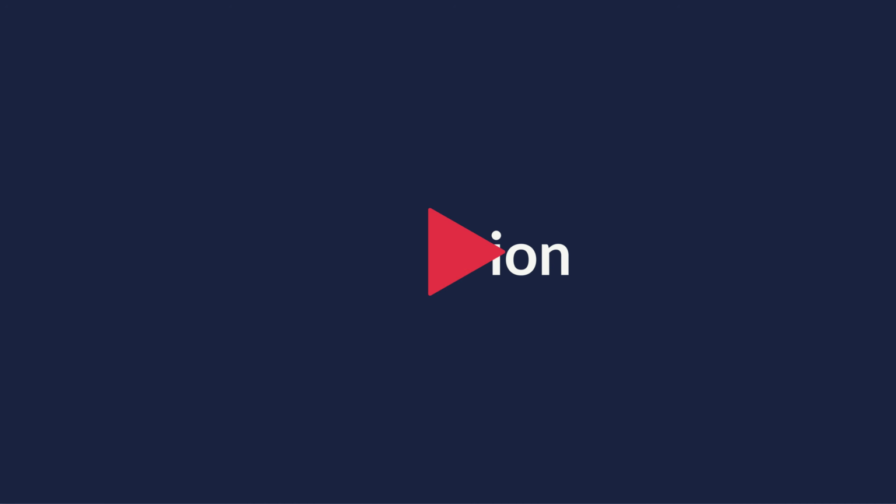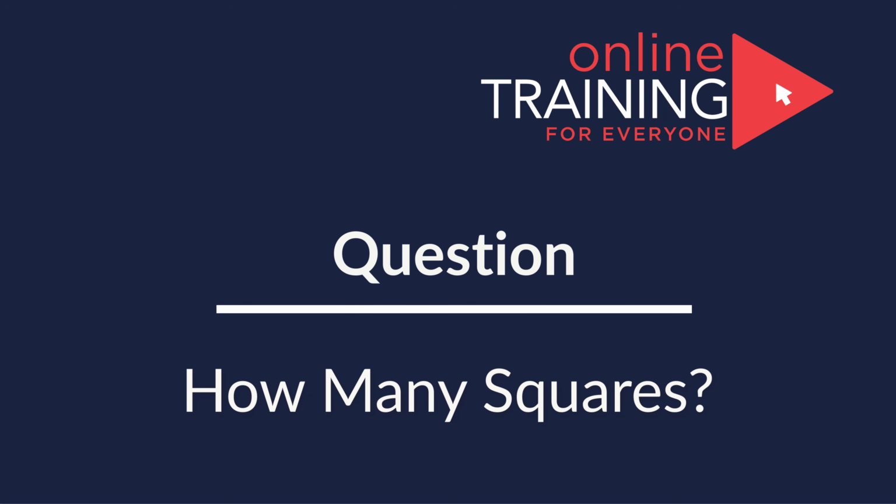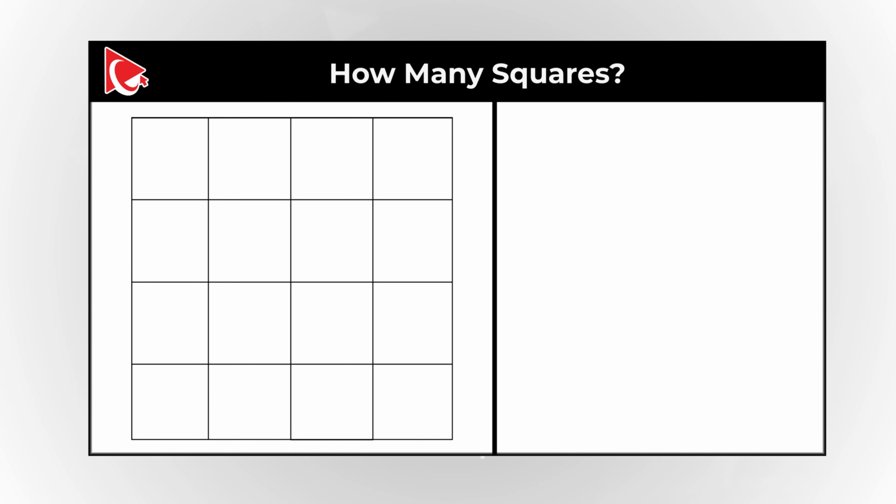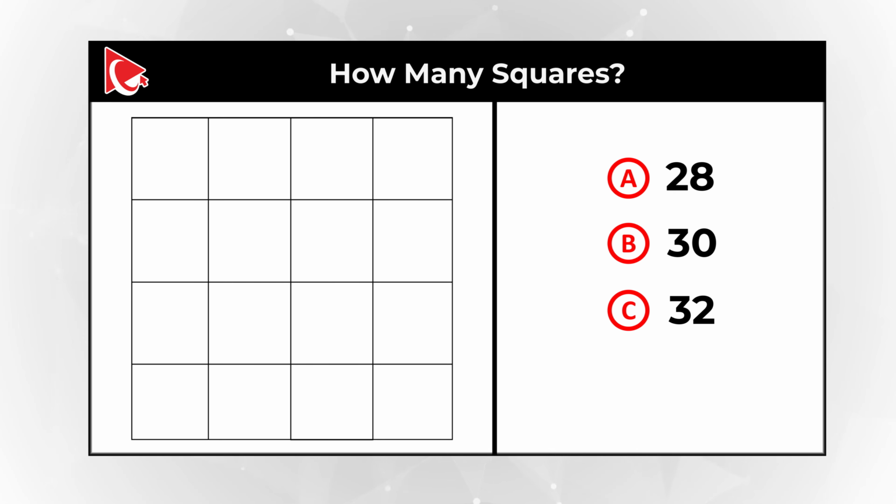Here's the question which took me as a complete surprise. You need to determine how many squares are presented in the picture. You have 4 different choices. Choice A, 28. Choice B, 30. Choice C, 32. And choice D, 36. Can you determine all of them?